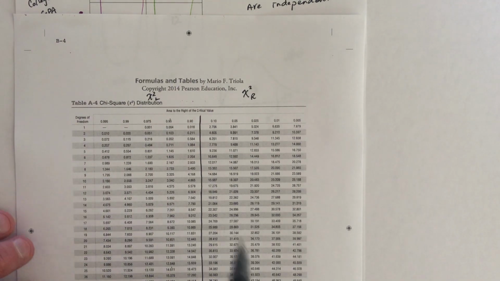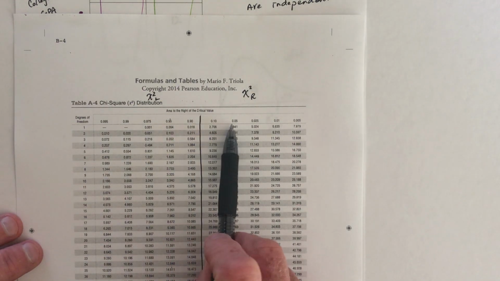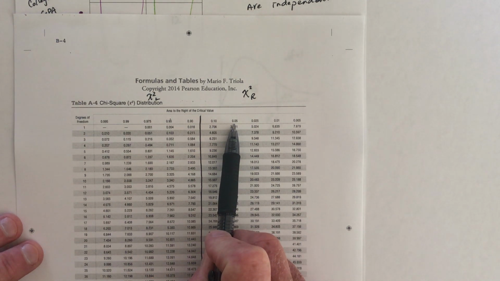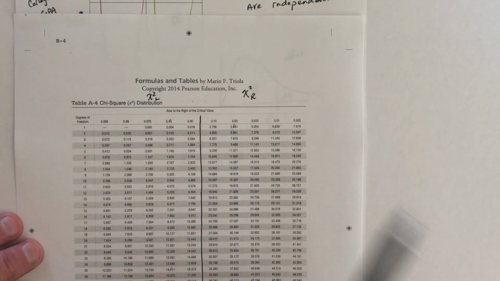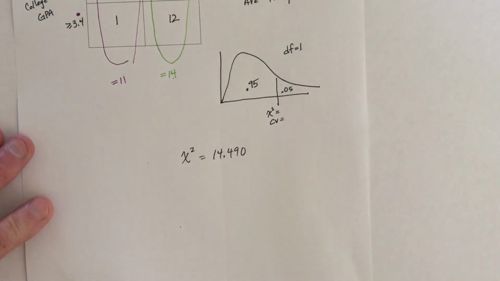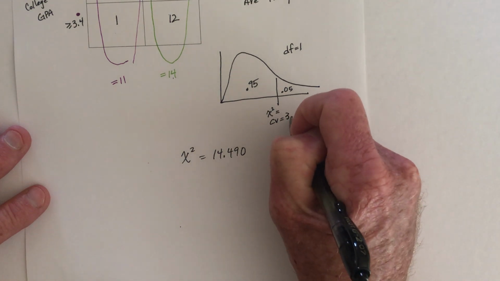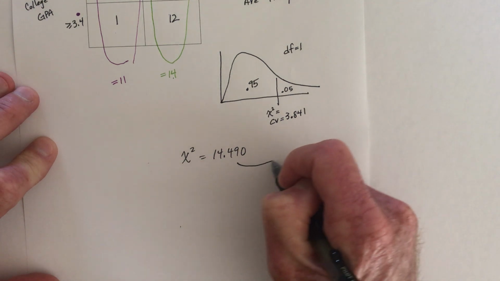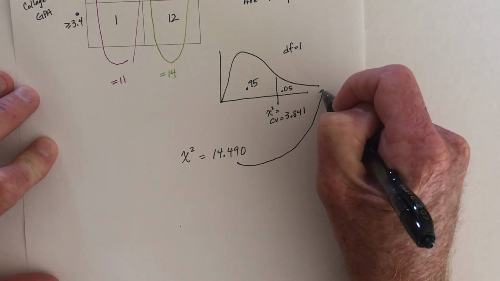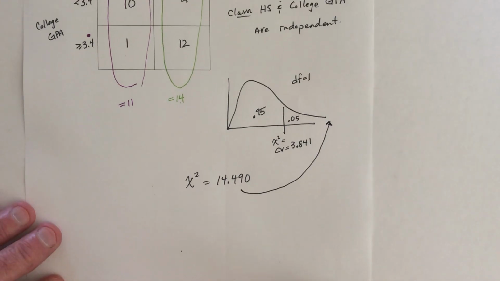All right, so if we're using 0.05, then that is right here. And then degrees of freedom 1 means go down by 1. So the critical value is going to be 3.841. So a 3.841 and a 14.49 goes way past that. So that means definitely reject.